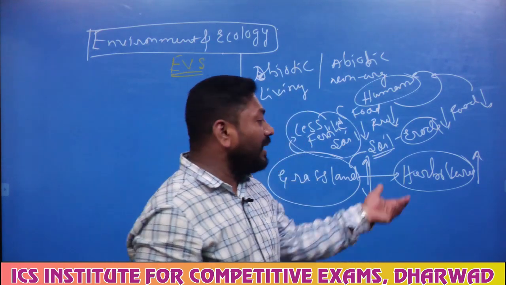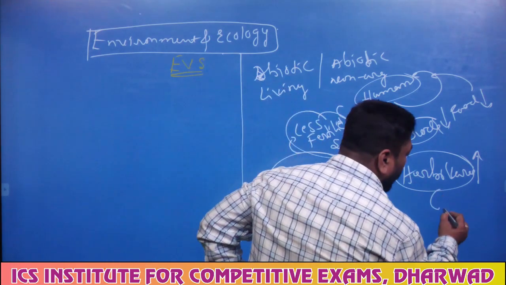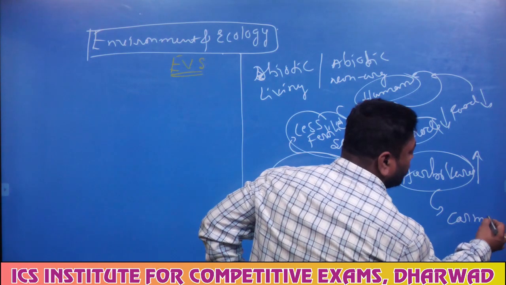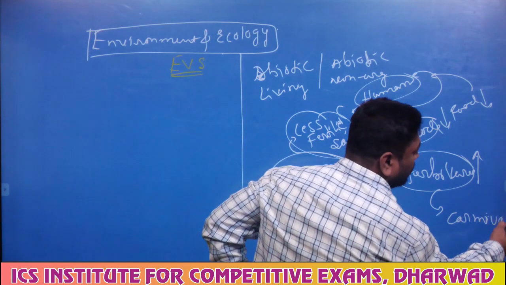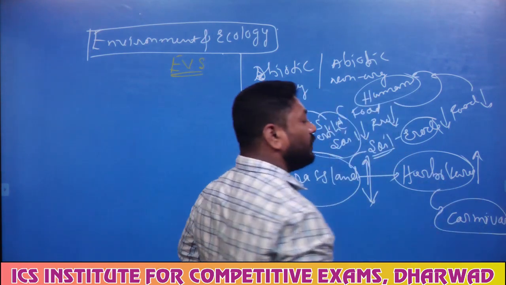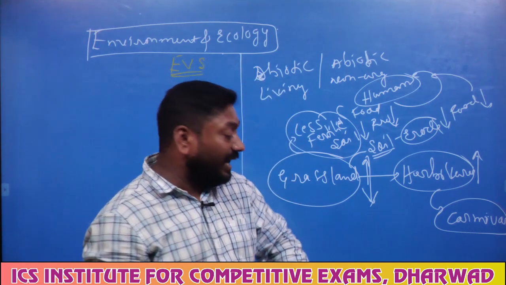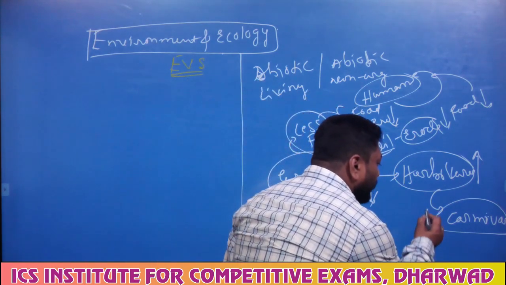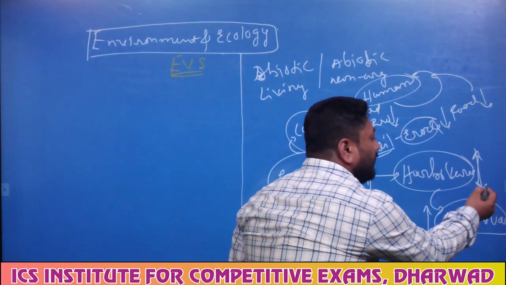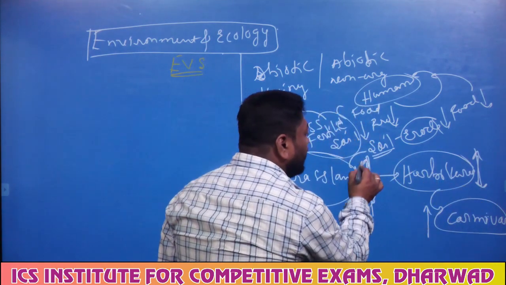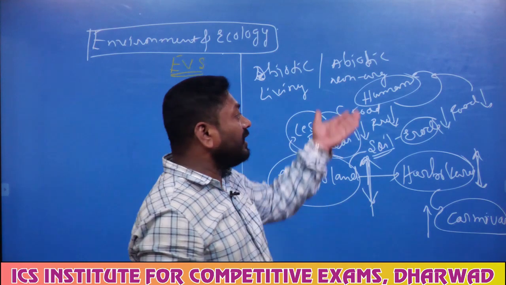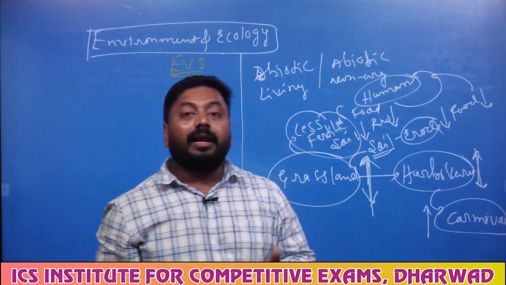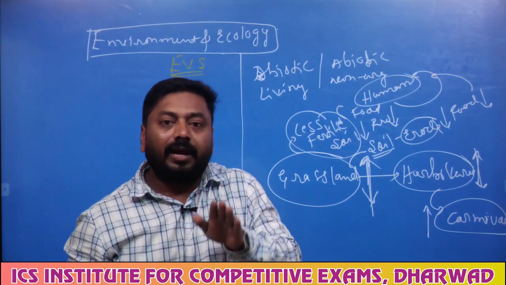So in order to balance this condition, nature has brought carnivores, that is mansahari. Again you can see that if the carnivores increase, herbivores decrease. If the herbivores decrease, definitely there is an increase of grassland. Again it is going to affect human beings, that is, less production of food.